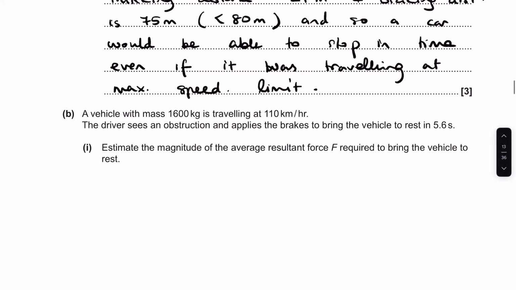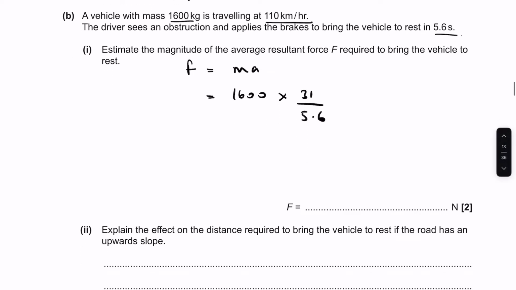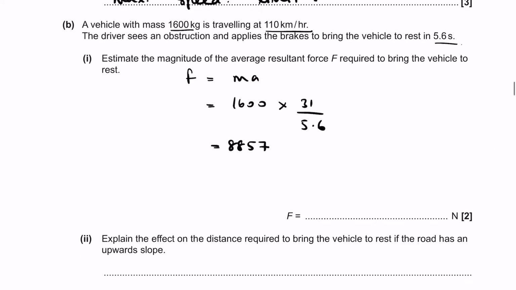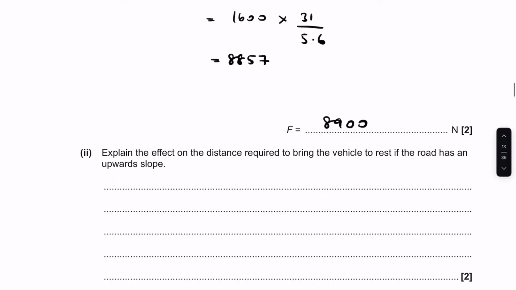Okay. A vehicle with mass 1600 kilograms is traveling at 110 kilometers per hour. The driver sees an obstruction and applies the brakes to bring the vehicle to rest in 5.6 seconds. Calculate the magnitude of the average resultant force required. So F equals ma, and that is 1600, times by the change in velocity, which is from 31 to 0, but it's just magnitude, so I'm ignoring the negative signs, and dividing it by 5.6 will give me 8857, but seems like rounding to 2 significant figures will be ideal, so 8900 newtons.